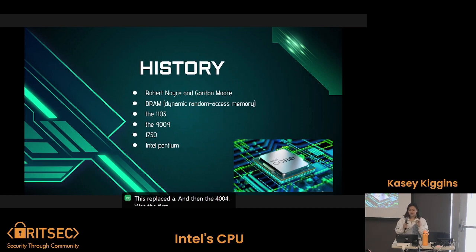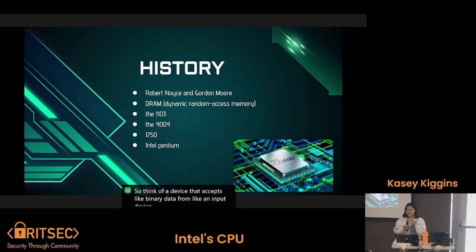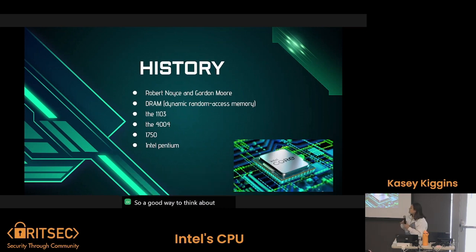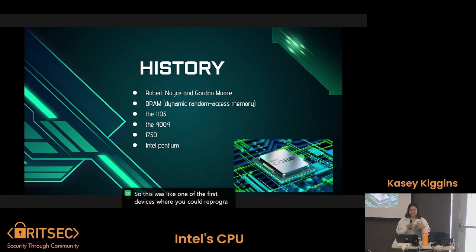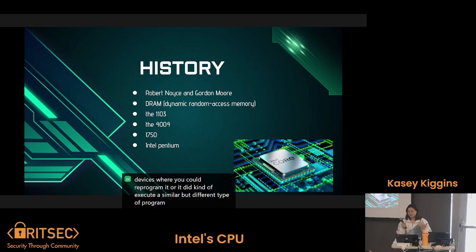was the first electronically programmable processor, or microprocessor. So think of a device that accepts binary data from an input device and then processes the data according to the instructions stored in memory. A good way to think about this is that this was created in 1970. So they had no way to access something and reprogram it. They would just build it in the way that it needed to work. And if they needed to make something work differently, instead of being able to reprogram it, they would have to make a completely different part. So this was one of the first devices where you could reprogram it to execute a similar but different type of program so it could fit your needs, which I thought was cool.